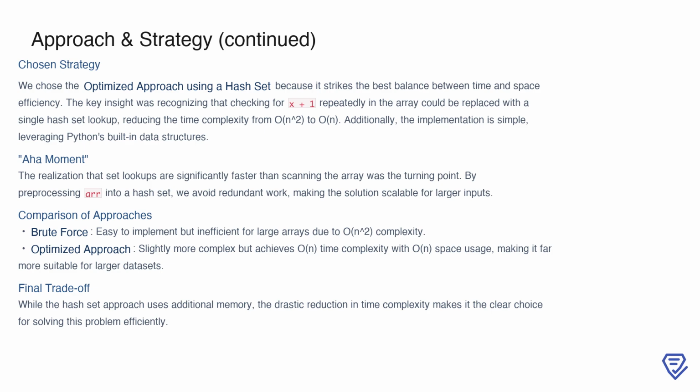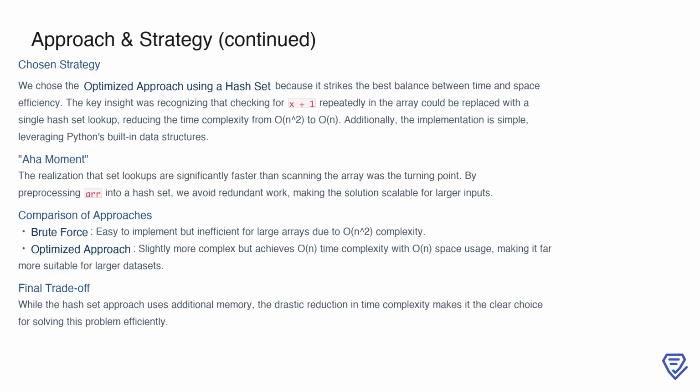One of the highlights of this approach is how simple it is to implement using Python's built-in data structures. The aha moment came when we recognized the power of set lookups compared to linear searches. By pre-processing the array into a hash set, we not only avoided redundant work but also ensured that the solution handles duplicate elements properly. Comparing the approaches, the brute force method is straightforward but impractical for large datasets due to its inefficiency, while the optimized approach achieves a dramatic improvement in speed with minimal added complexity. Although the hash set uses additional memory, the reduction in time complexity makes it the superior choice for solving this problem effectively.